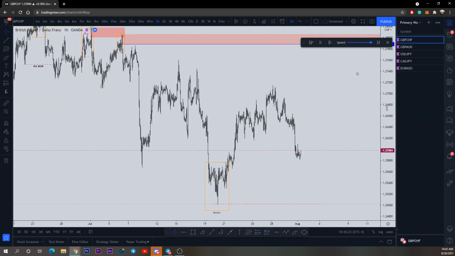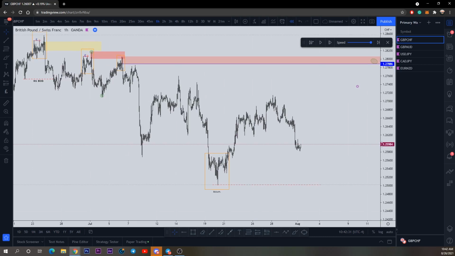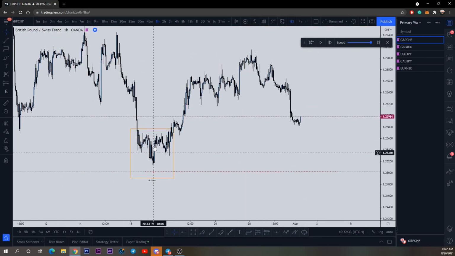GBCHF. And what I could say is we have a supply zone here, we have a demand zone here, right? I'm not worried about the supply zones up here because that's not where the market is right now. What I'm worried about is this accumulation down here. I'm not going to go through and mark it up, but this is an accumulation that occurred down here, and I know this is a demand zone.